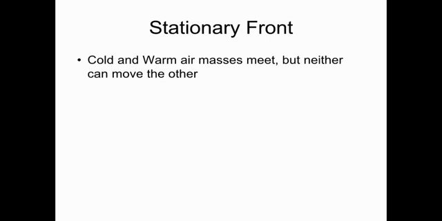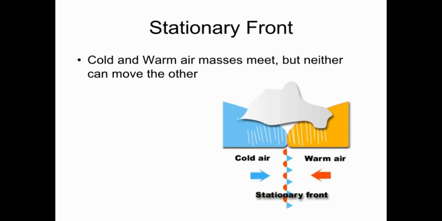The next type of front that we're going to talk about is stationary fronts. This is when 2 fronts face each other in kind of like a standoff. Stationary fronts are where the warm and cold air masses meet, but neither can move the other. Think about a stationary bicycle. You can pedal and pedal and pedal, but you never get anywhere. A stationary front is shown by alternating red half circles and blue triangles. And you can see in this diagram where the cold air meets the warm air.